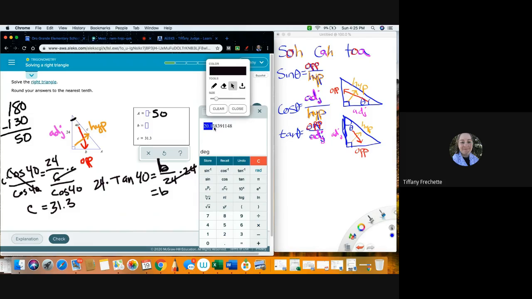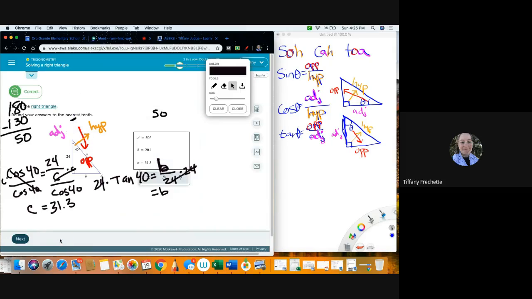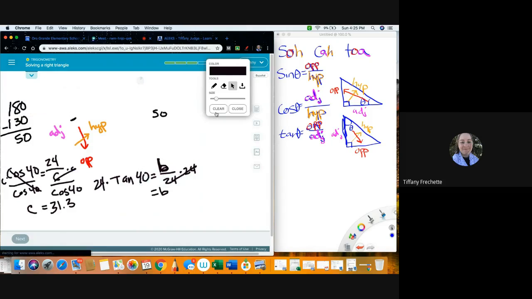For rounding, we look at the 3. 3 is 4 or smaller, so we leave it 20.1. And then we're going to type in 50 here. All right, let's check it. We're good to go. All right, one more of these.